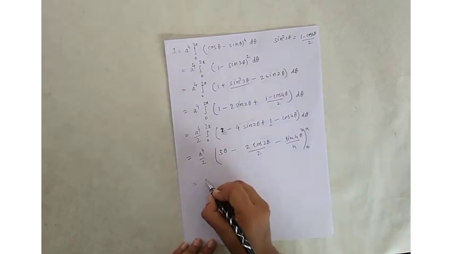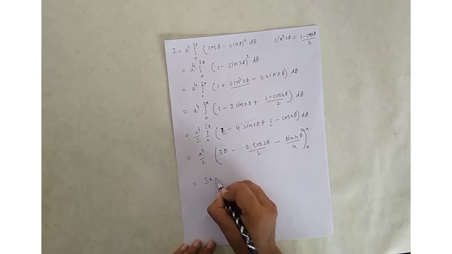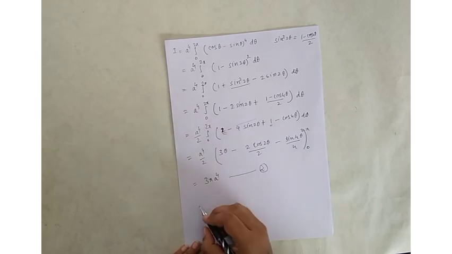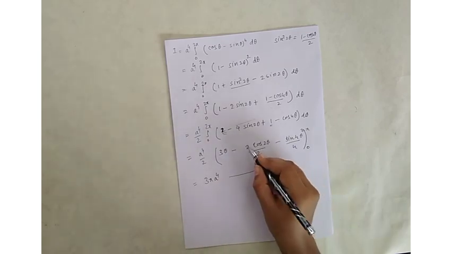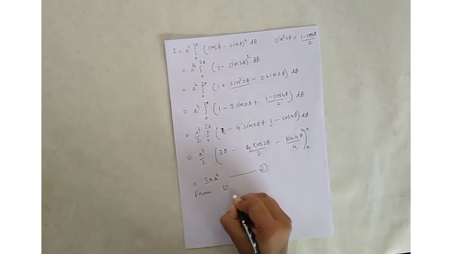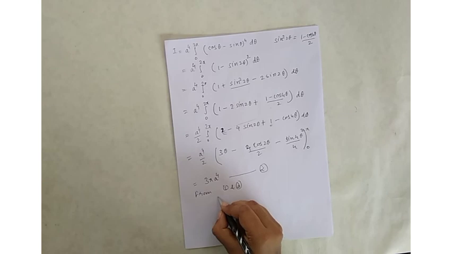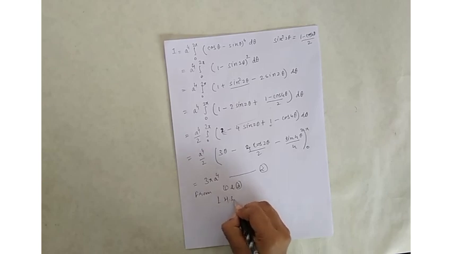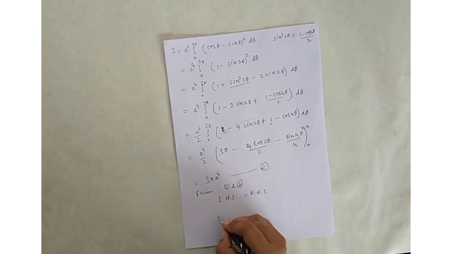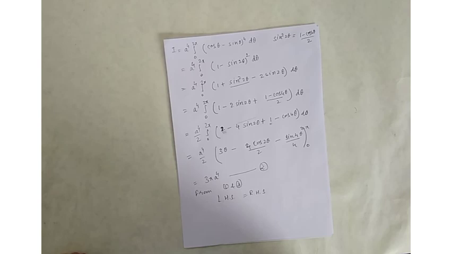Evaluating this gives 3 pi a raised to 4. Call it 2. So from 1 and 2, LHS is equal to RHS, and hence we verify Green's theorem for the given function.